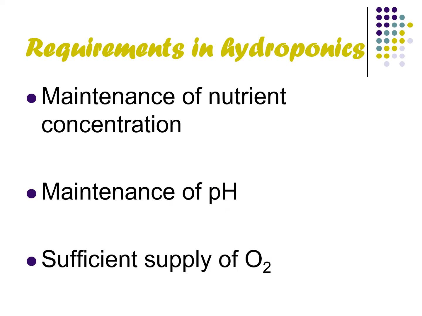Let us consider the requirements in hydroponics. One is the maintenance of nutrient concentration. The nutrient serves as food of the plant and thus has to be replenished regularly. In the setups used in the lab using beer bottles, these are changed weekly to ensure that the plants have adequate supply of food. Maintenance of pH is another requirement.